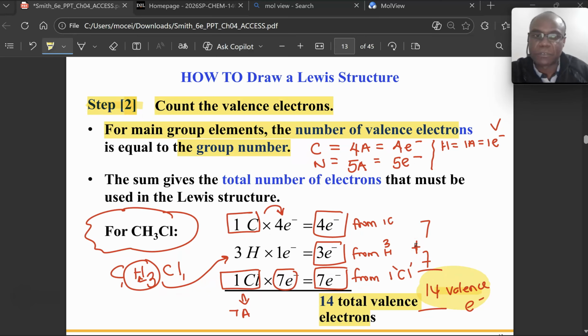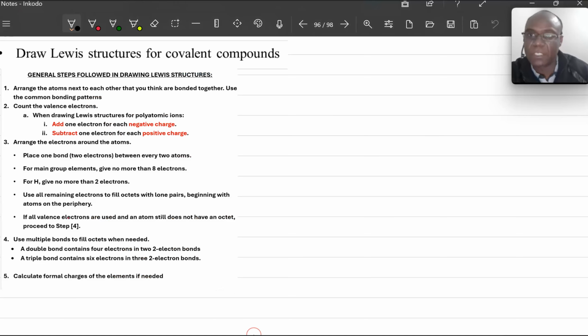Let us try to draw the structure of CH3Cl. So we are trying to draw the structure of CH3Cl. We're on step number 2. Okay, but I'm going to start from the top. So starting from the top, CH3Cl is probably going to be arranged like this.